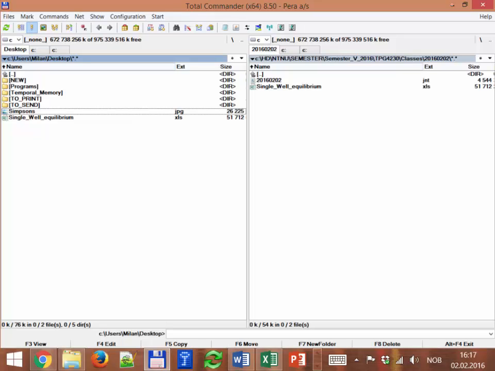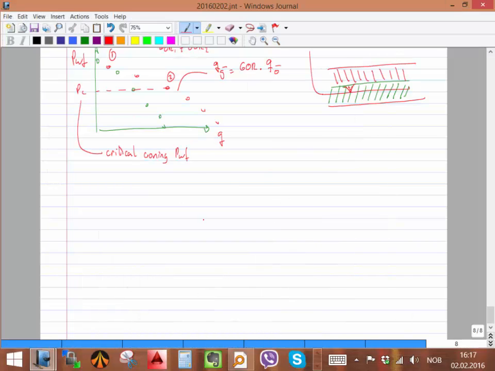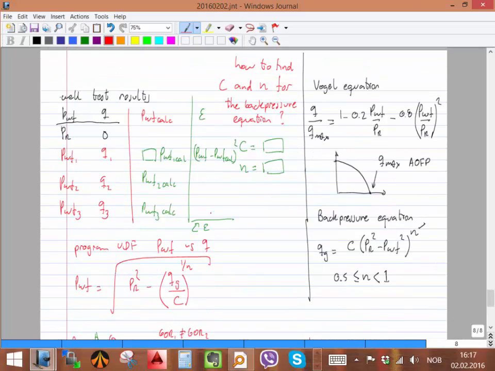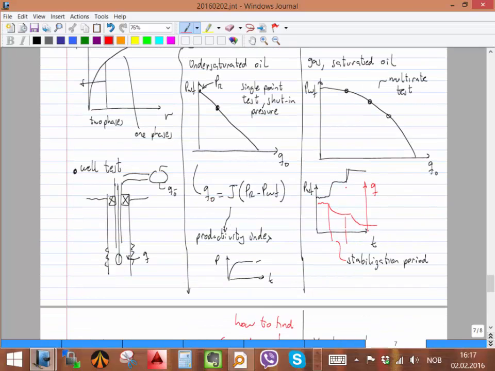If you go to the book of Golan and Whitson, and you see the equation, it really is assuming that the GOR is constant. Okay, because the saturation around the wellbore is the same.